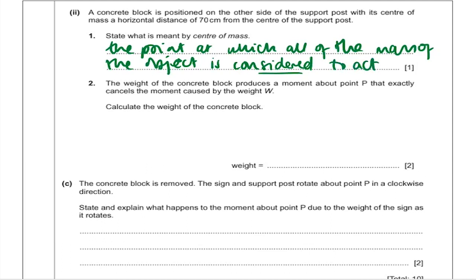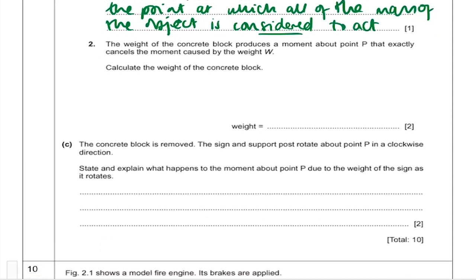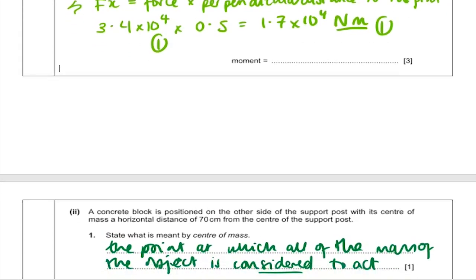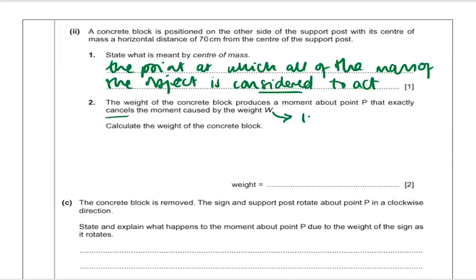Okay, so part two: the weight of the concrete block produces a moment about P that exactly cancels, that's important there, the moment caused by the weight W. If it exactly cancels, it must be exactly equal in magnitude. So even before I start anything else, I know from my previous part of the question that the value of the concrete block moment must be 1.7 times 10 to the 4 newton meters.